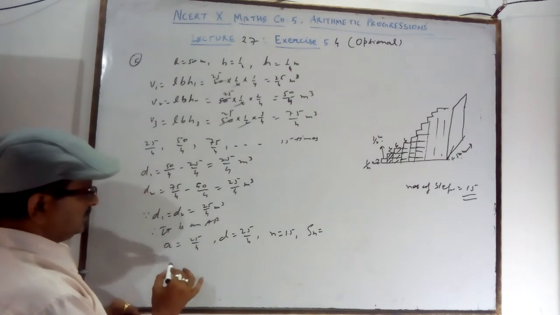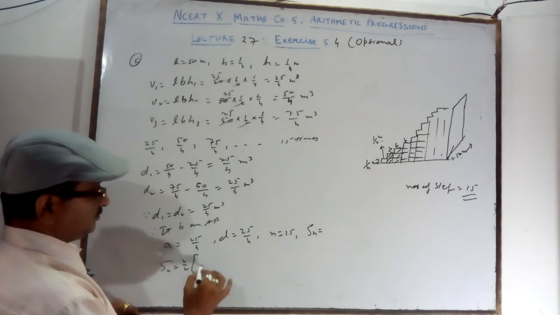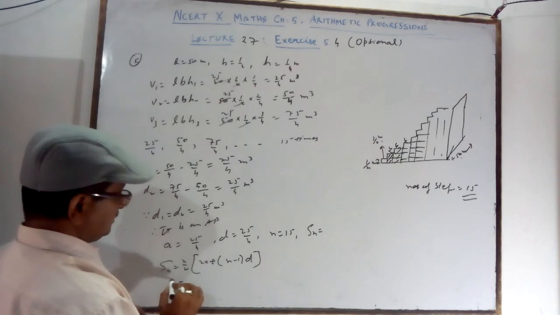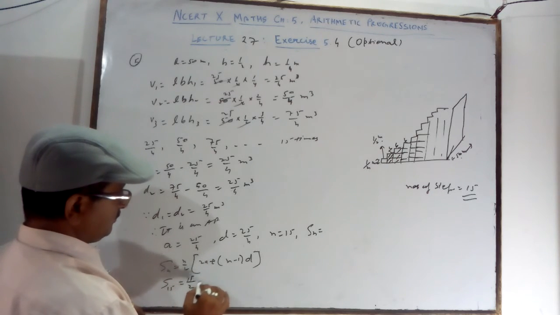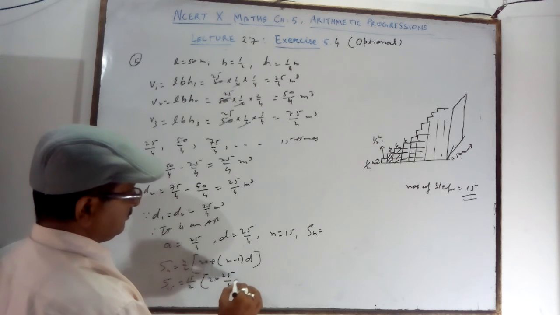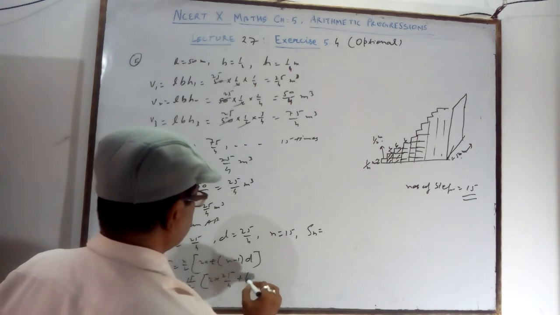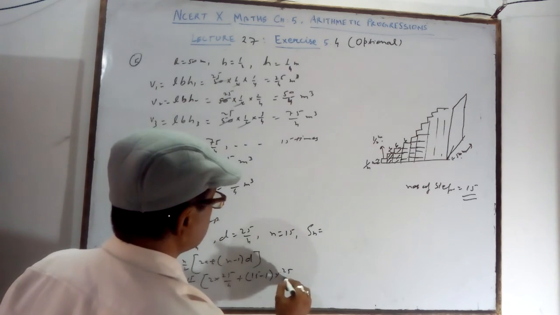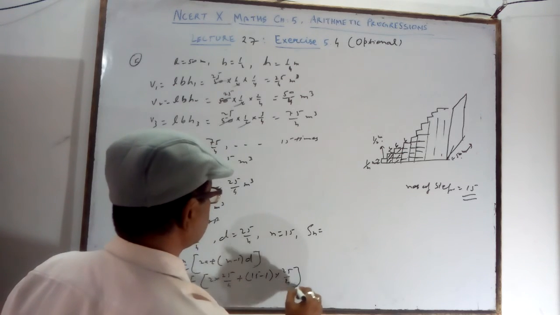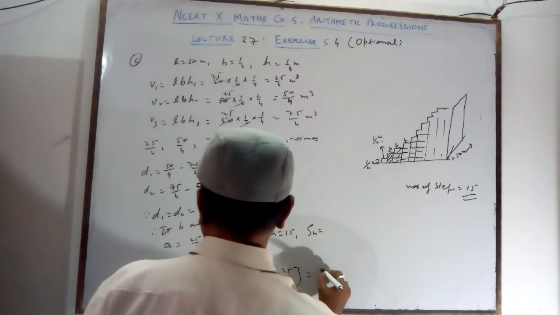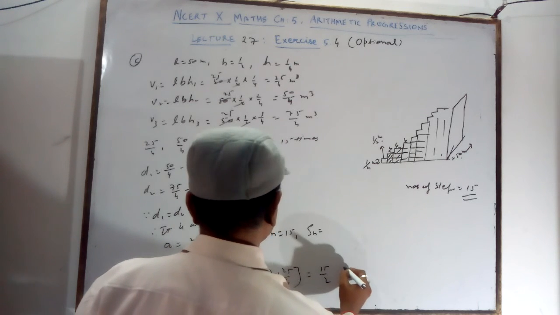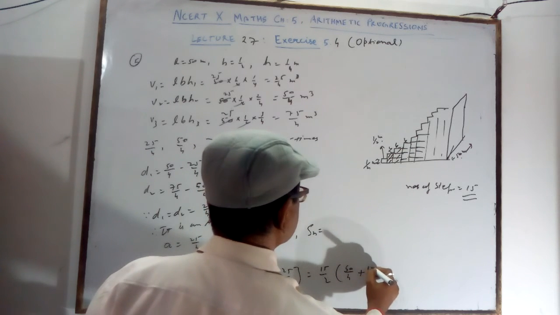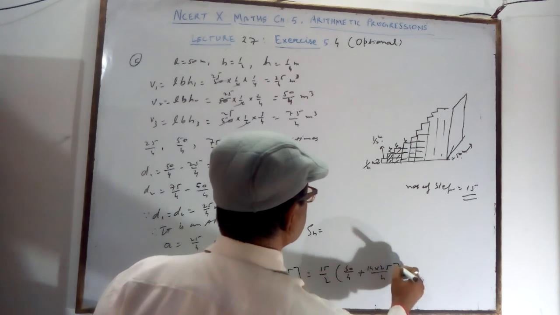Apply the formula. Sn is equal to n by 2 into 2a plus n minus 1 into d. So S15 is 15 by 2 into 2 into 25 by 4 plus 15 minus 1 into 25 by 4. That is 15 by 2 into 50 by 4 plus 14 into 25 by 4.